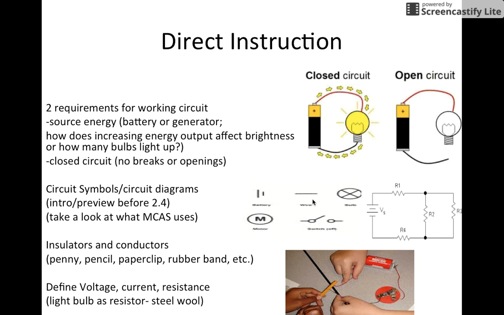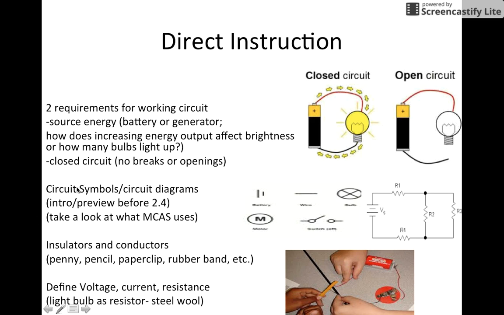So here are the things you want to focus on during that direct instruction piece. The two requirements for a working circuit, these are the basic requirements that have to be met. You need a source of energy, which would be the generator they're using or the battery. And I like to have students use multiple batteries and see how increasing the energy output would affect the brightness or the number of bulbs they actually could light up. That's something they need to know.